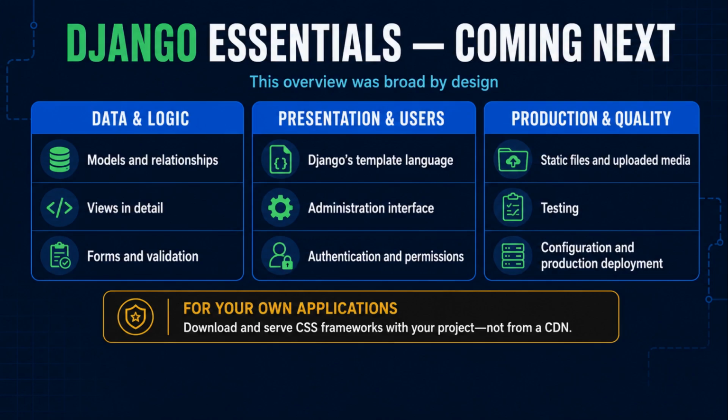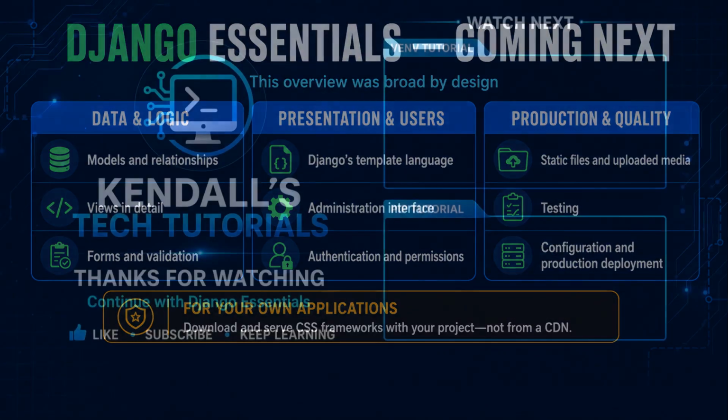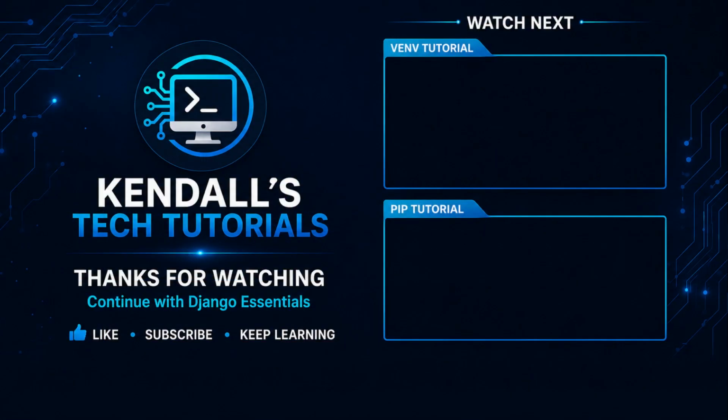We followed requests from the browser to a view and back again, connected Python models to database tables through migrations, and used Django's ORM to work with stored records. We also used Django's convenient development server throughout the demonstration. Remember that this server is intended only for development and testing. A production website requires proper production configuration and a production-grade server. From here, our Django Essentials series will examine each part of this architecture in much greater detail.